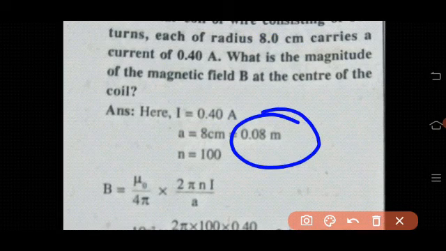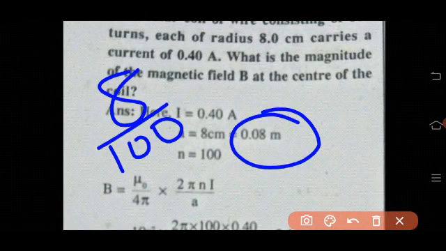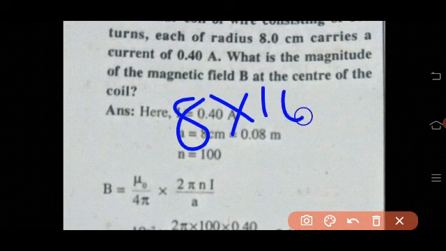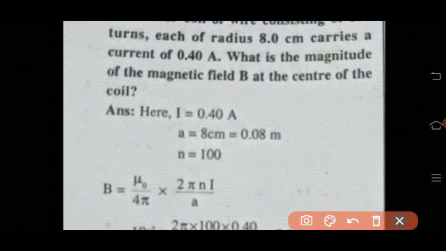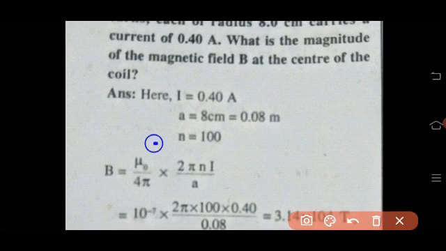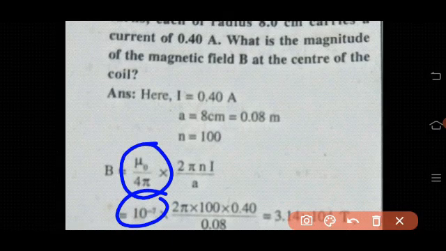When you solve the problem, you have to convert to SI units. The centimeter is converted into meter, that is 8 by 100, so you can write 0.08 meter, or 8 into 10 to the power of minus 2 meter. Now the next thing is only to substitute the values, and you will get the answer. What is the value of mu naught by 4 pi? That is 10 to the power of minus 7.